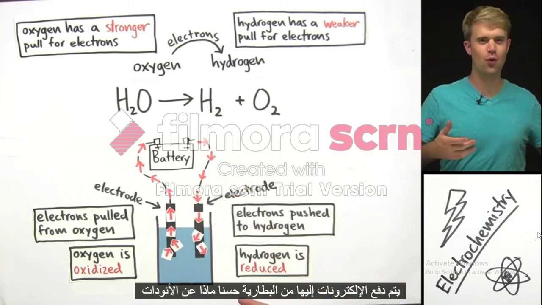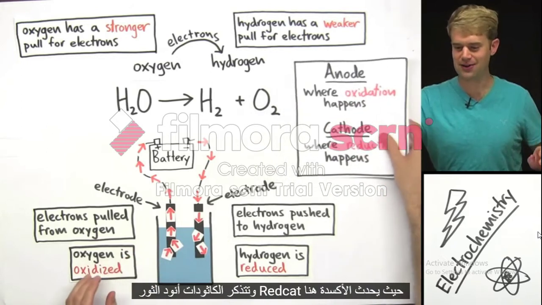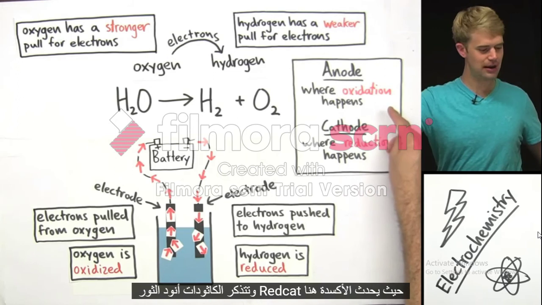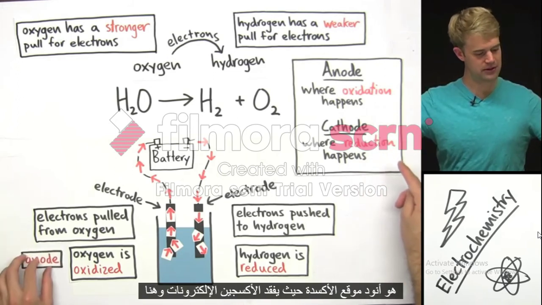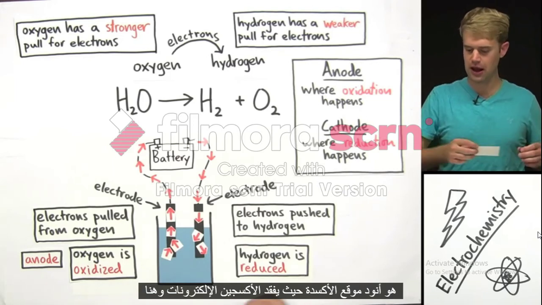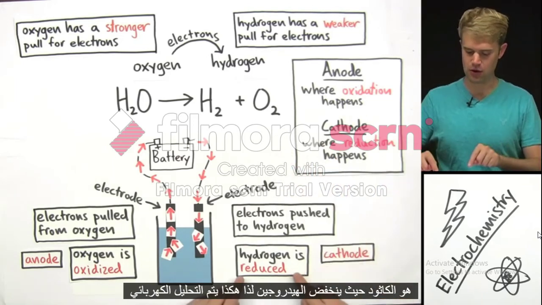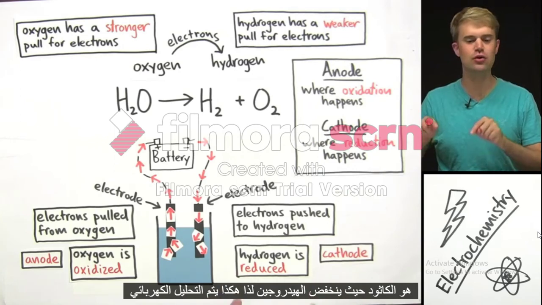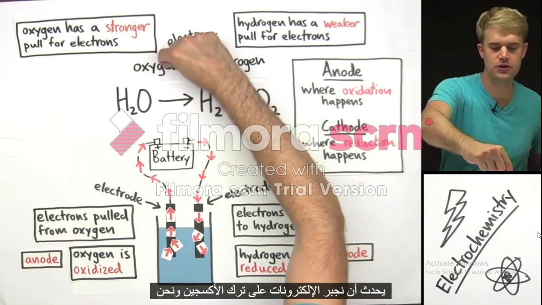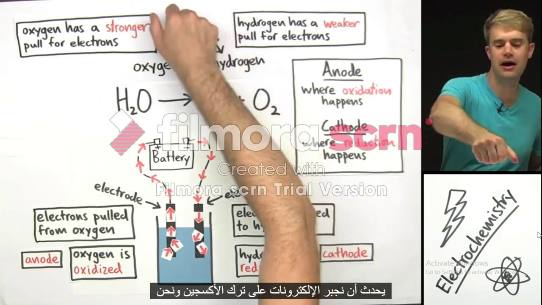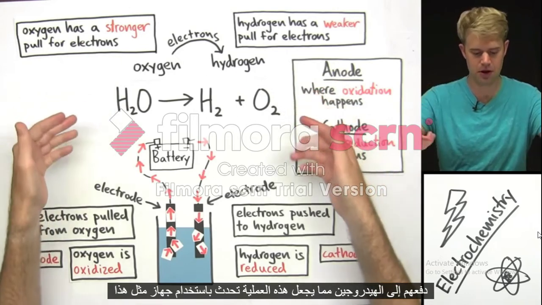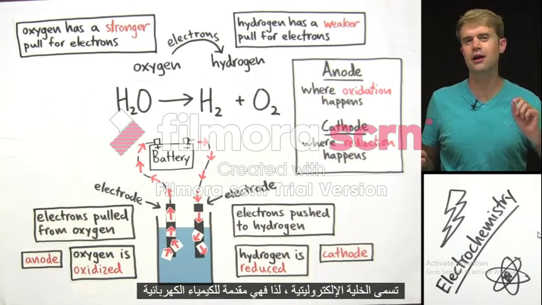So what about anodes and cathodes? Remember, an ox, red cat. Anode is where oxidation happens. So over here is the anode, the site of oxidation, where oxygen is losing electrons. And over here is the cathode, where hydrogen is getting reduced. So this is how electrolysis happens. We force the electrons to leave oxygen and we push them into hydrogen, making this process happen using a device like this called an electrolytic cell.